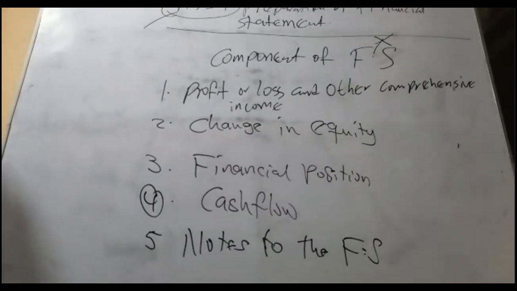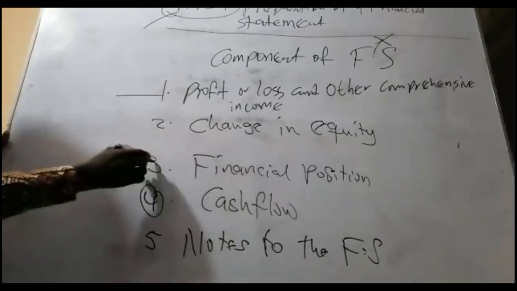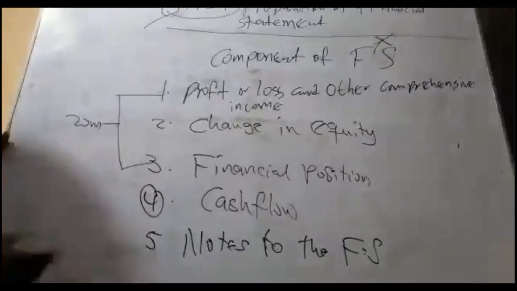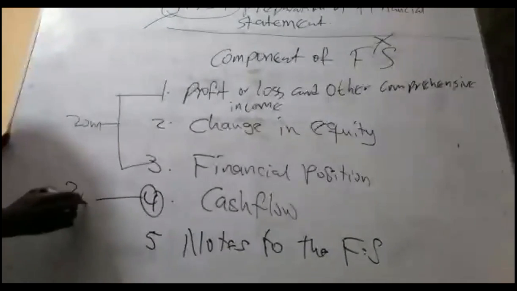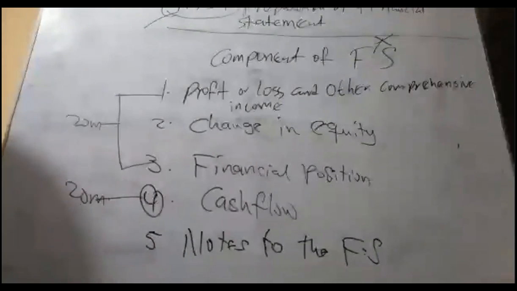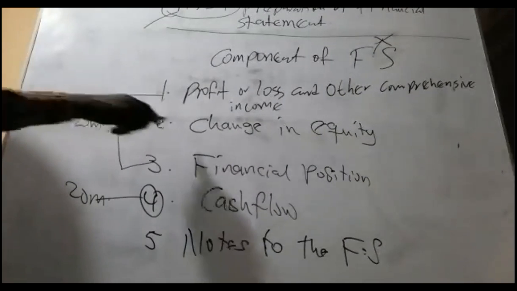Now, the first three can form one set for 20 marks, and the rest on their own for 20 marks. In each case, it comes with notes. So let's start. Profit and loss explains your performance. The performance of the organization is measured in terms of your profit or loss. Changes in equity.